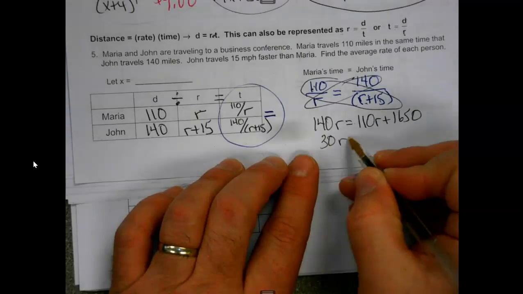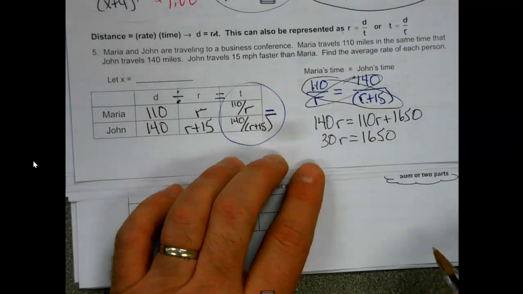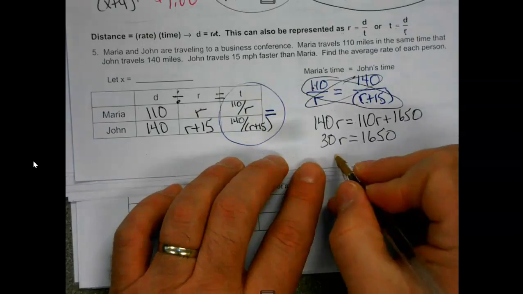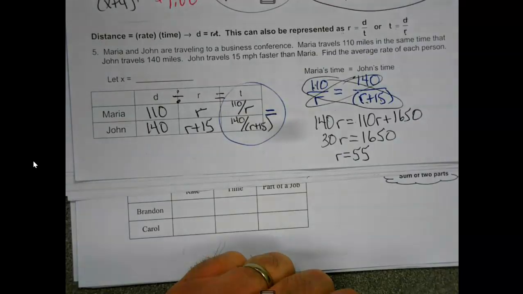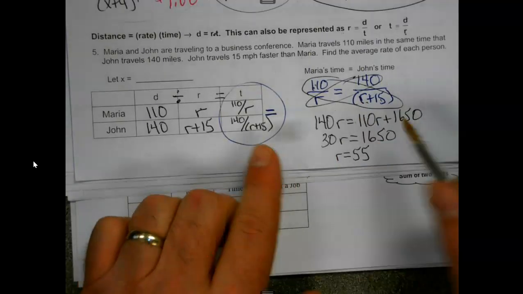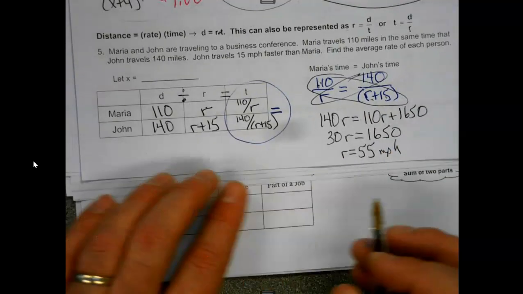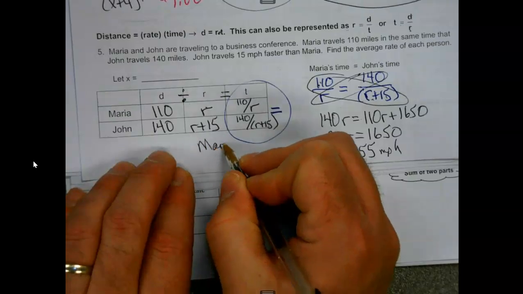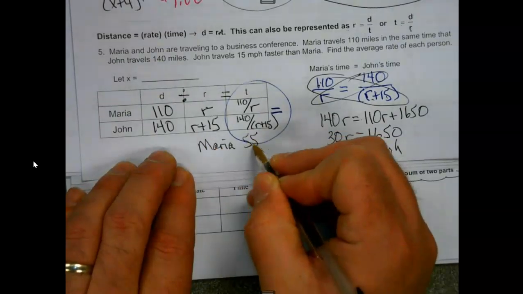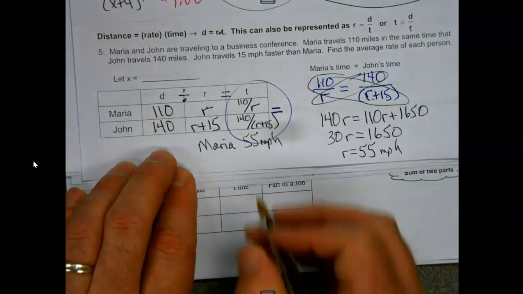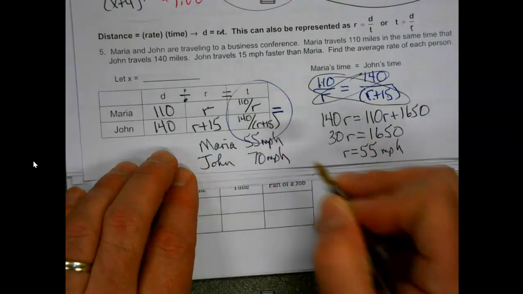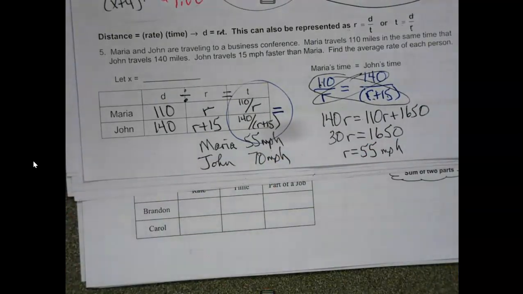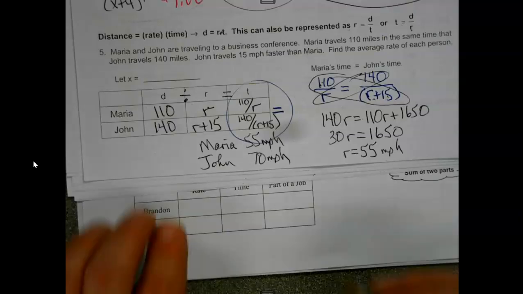And the nice thing with these as well is when you get to an answer, you're going to be like, all right, does this seem reasonable? Well, let's see here. 55 miles per hour. So Maria was going 55, and Johnny here was going 70. So either John was a lead foot or Maria was like a 90-year-old grandma going down the road. So we're not sure which.